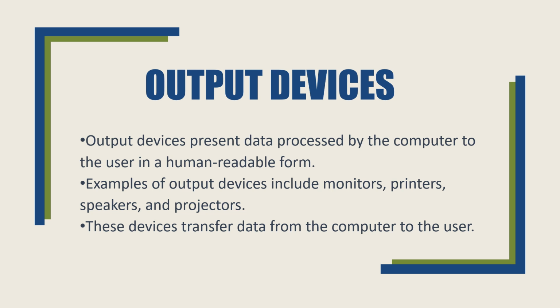Output is what comes out of the computer, the result of your input, and the devices that are used to see output or take output from the computers are known as output devices. They represent data processed by the computer to the user in a human readable form. Examples of output devices include monitors, printers, speakers, and projectors. These devices transfer data from the computer to the user.